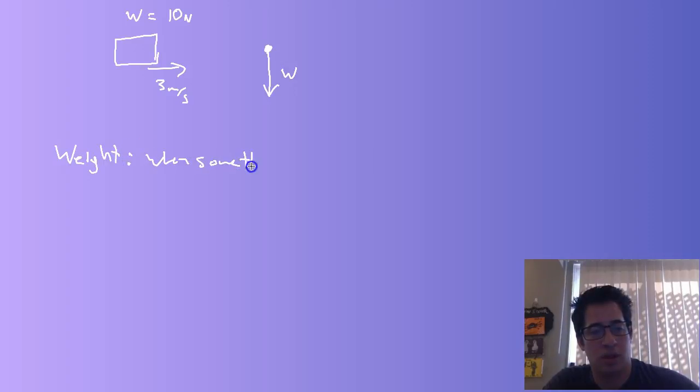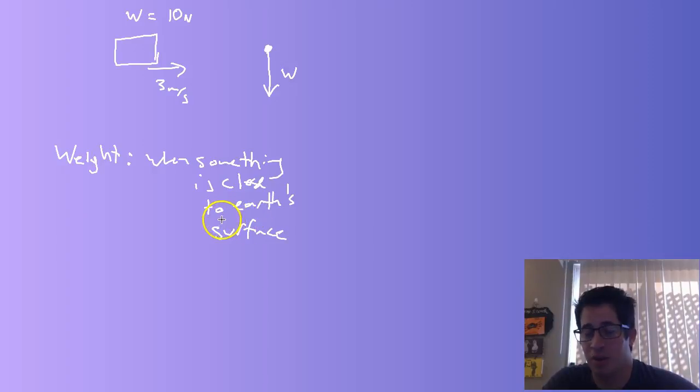So when something is close to Earth's surface, you always have weight. And it doesn't have to be Earth. Whenever you're close to a planet's surface, you could have weight on the moon, you could have weight on Mars, you could have weight on the sun in the instant before you were incinerated, you could have weight on Pluto. Gravity doesn't just act close to Earth's surface, but we think about it differently when we're not close to Earth's surface. So weight is when something is close to Earth's surface.